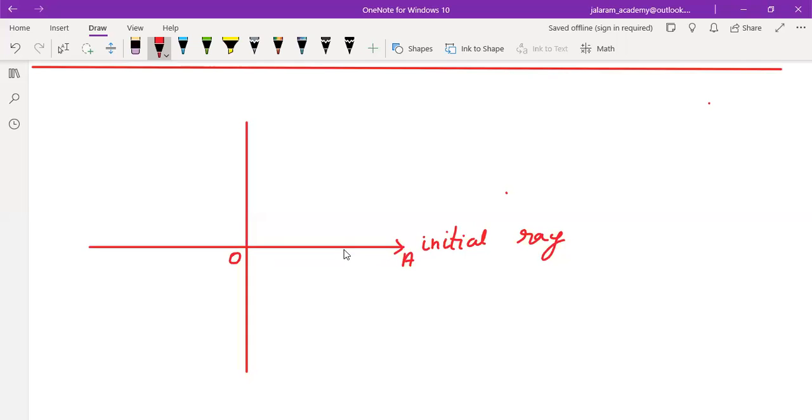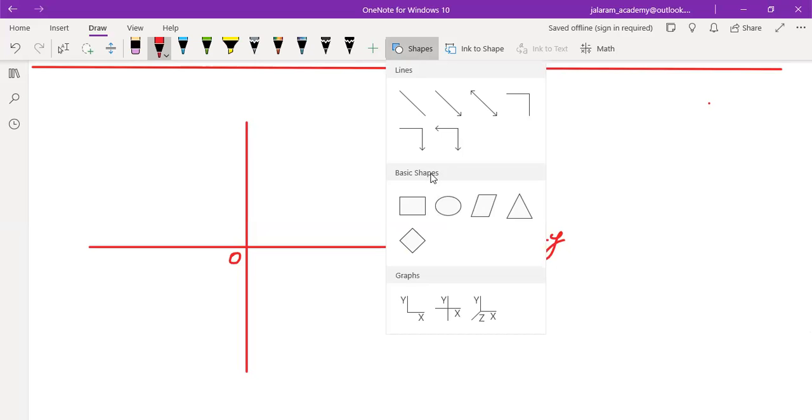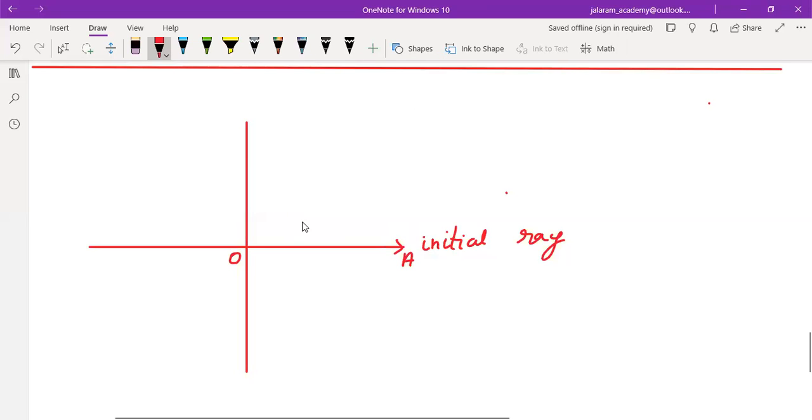And an angle we have studied that always moves in the anticlockwise direction. This angle, which can be taken at any point of this initial ray, is always 0 degree in terms of degree and 0 radian in terms of radian. 0 degree equals 0 radian. As we know, whenever we have to convert an angle to a radian, we multiply by pi by 180.